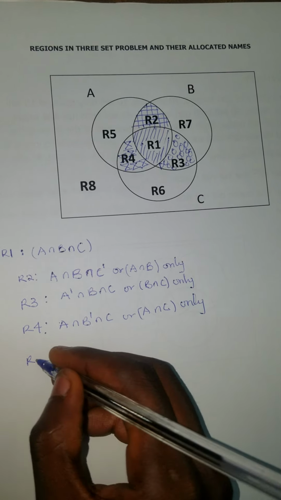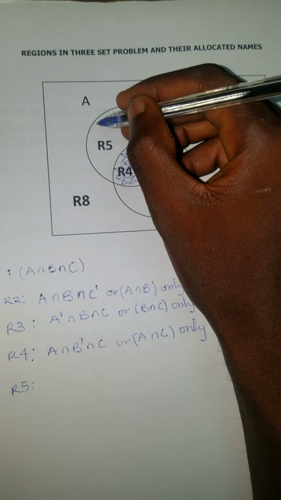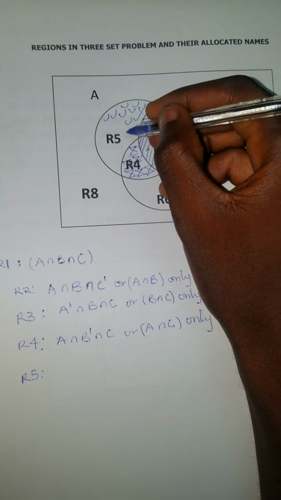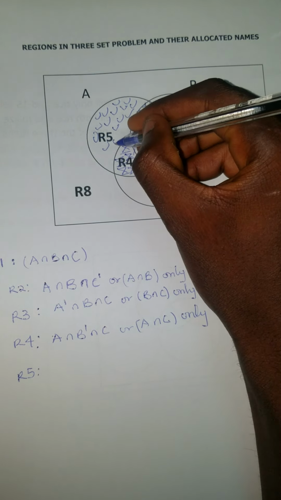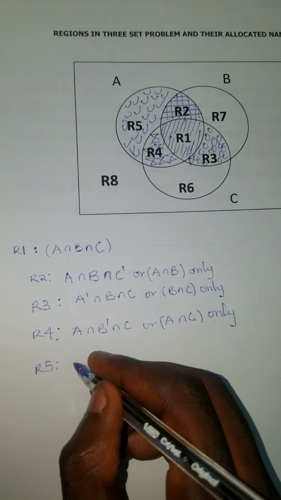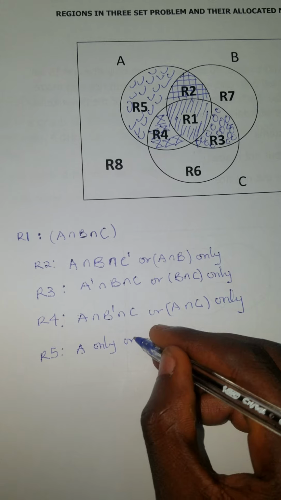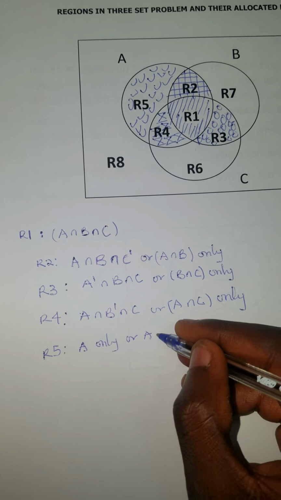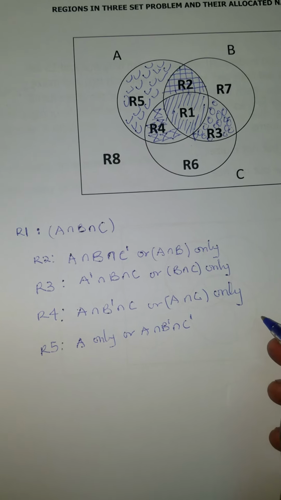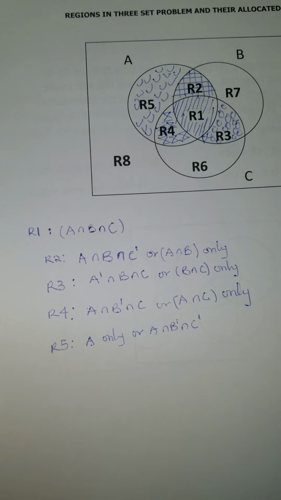Then region 5. Region 5 is here. Our region 5 is called A only, or only A, or you can say A intersection B complement intersection C complement. In that way, we'll take it as A only.